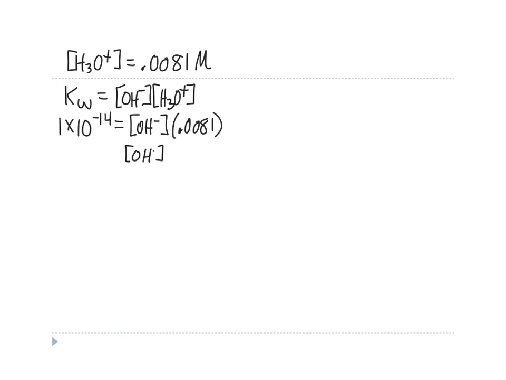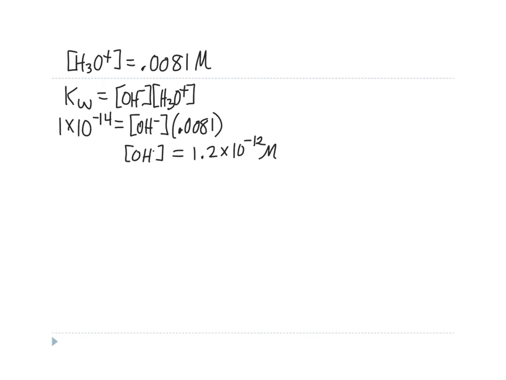And I figured out that the hydroxide concentration was 1.2 times 10 to the negative 12th molar. It's also worth keeping in mind, this is an acid. So it should make sense that the hydronium concentration is much, much higher than the hydroxide concentration. We talked about the equilibrium. If the hydronium goes up, the hydroxide has to go down to maintain their product being 1 times 10 to the negative 14th.